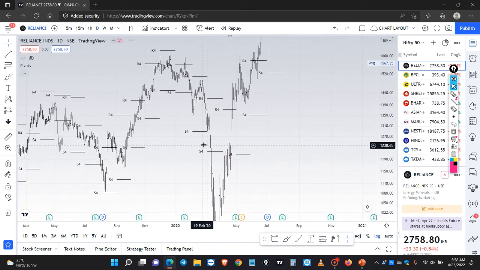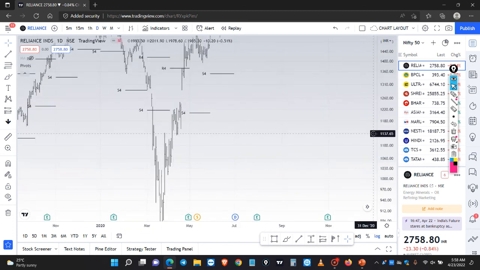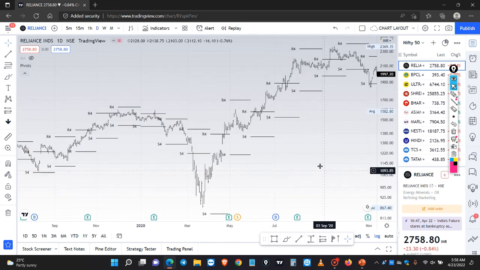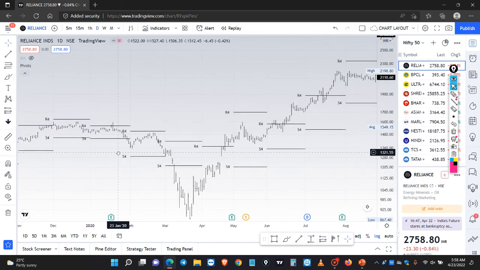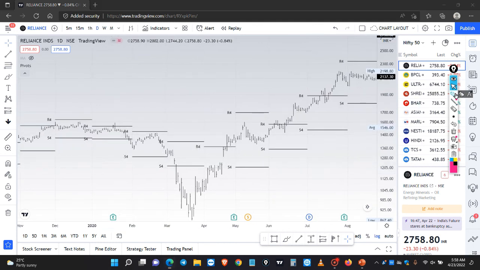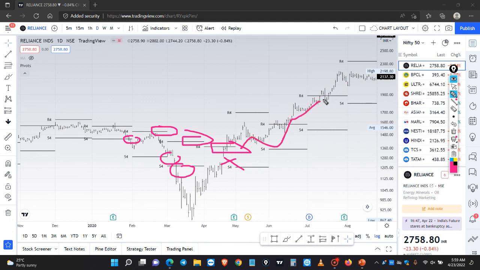Here you can see that S4 is breached. Okay, here S4 was breached, here S4 was breached. R4 was never breached in a downtrend, isn't it? And once the R4 was breached here, exit. Reversal happens, isn't it? So these are the Camarilla points.